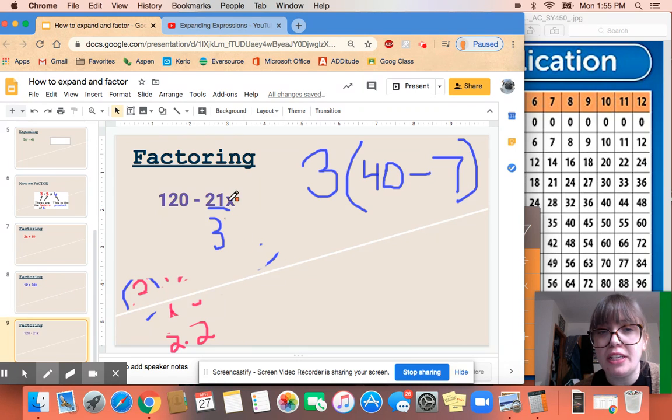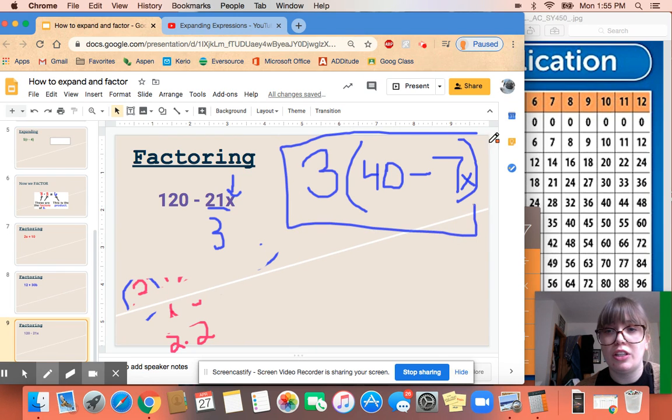And what am I missing? Don't forget about that x. It doesn't disappear. Phew, there's my factored version of my original expression.